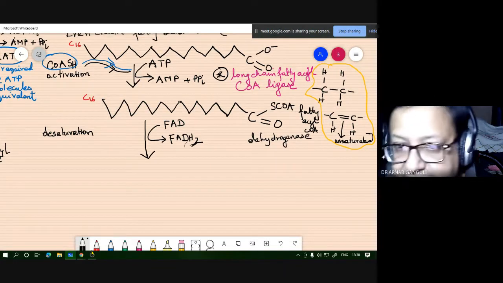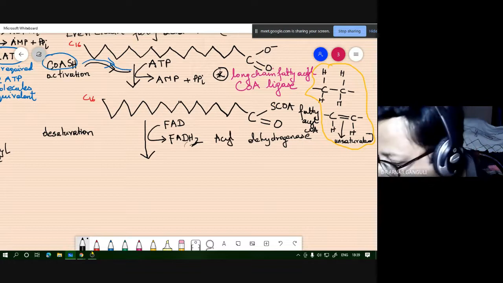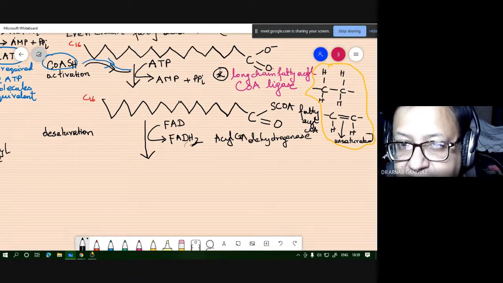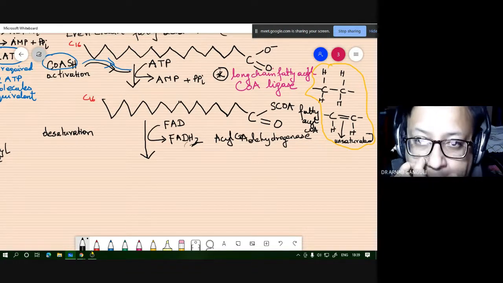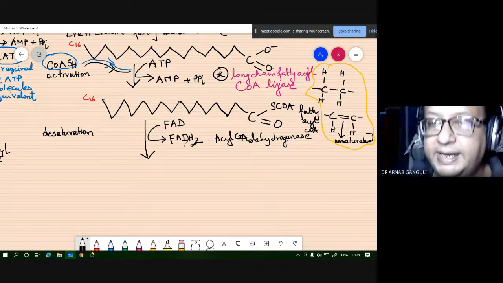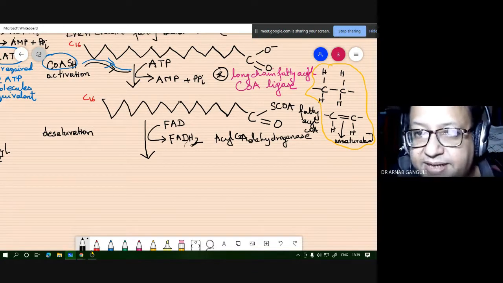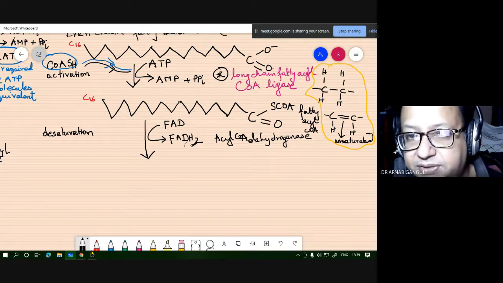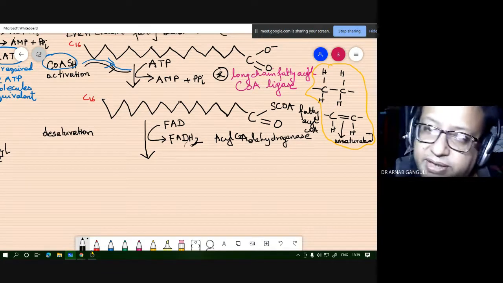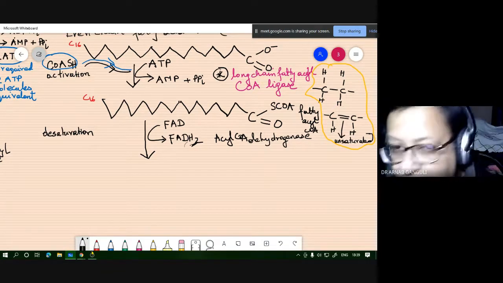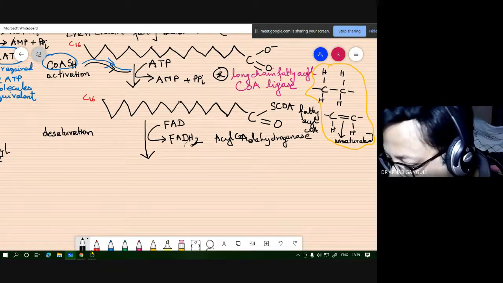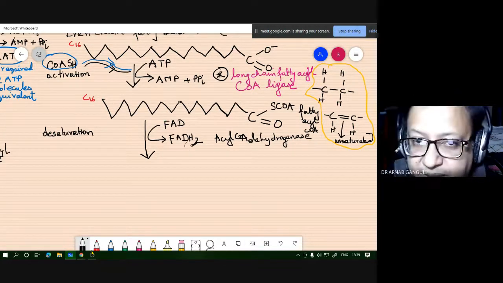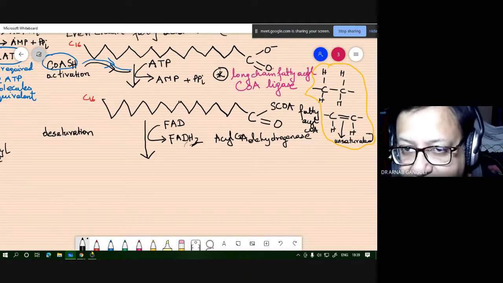What fatty acid dehydrogenase is this? It is acyl CoA dehydrogenase. So this is a fatty acyl CoA, and this enzyme, acyl CoA dehydrogenase, what does it do? It will introduce an unsaturation. Where will it do that? Let us draw the structure again.